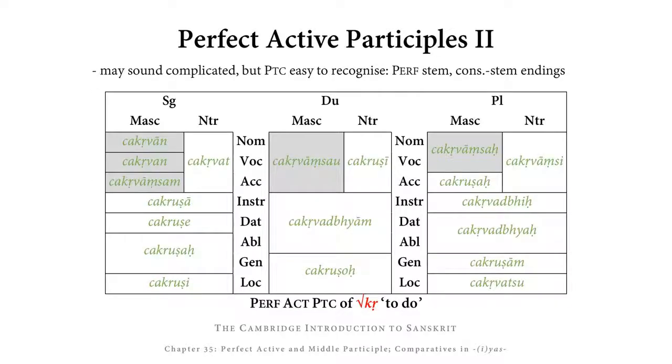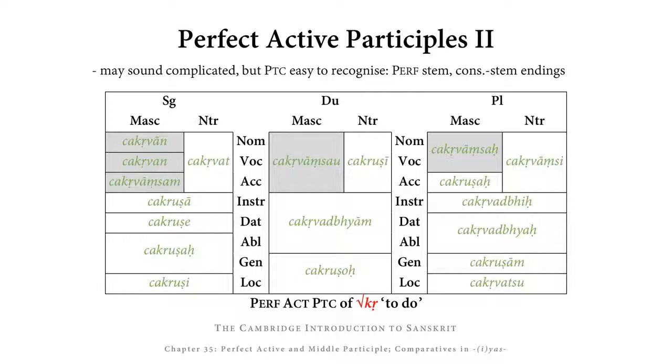This may all sound horribly complicated, but actually the participle is rather easy to recognize because we have the perfect stem with its reduplication, and then we have the consonant stem endings that allow us to recognize fairly straightforwardly which case of this participle we're looking at. So what we have here is the paradigm of the perfect active participle of kr, to do, meaning having done.